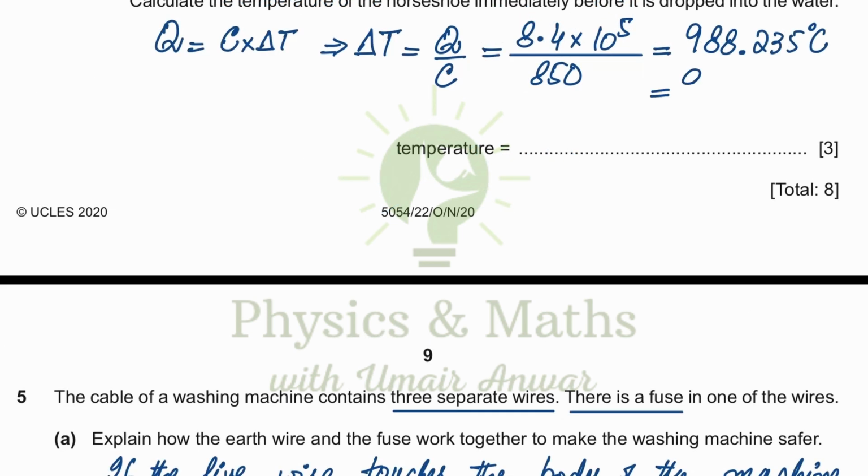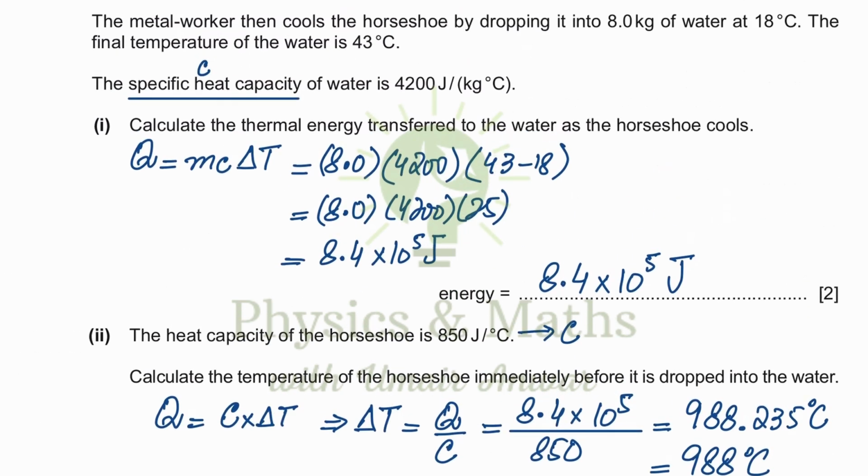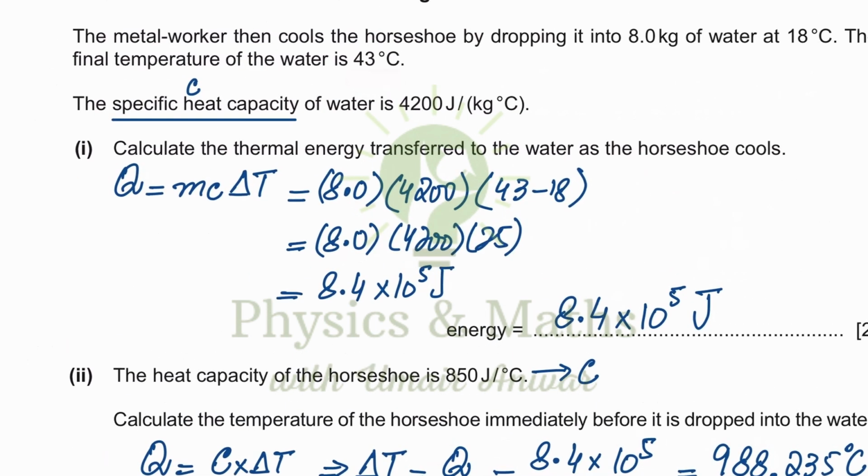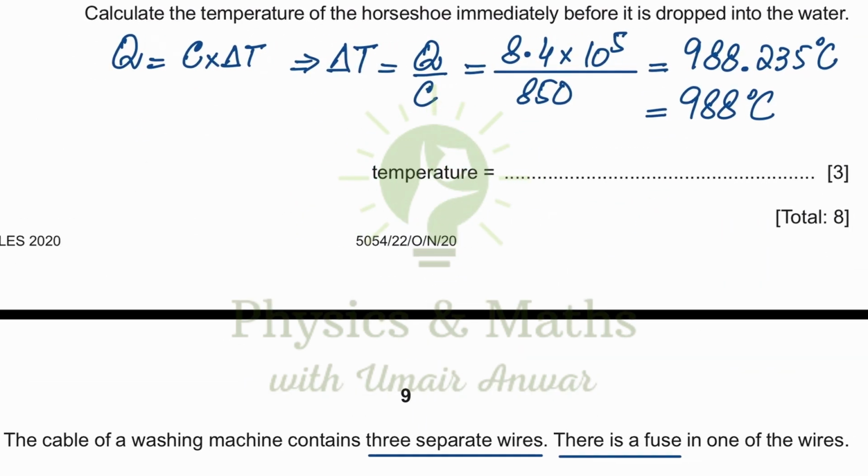Now, if we round off this answer, this would become 988 degree centigrade here. Now, this is the temperature change which is taking place for horseshoe, and it is losing heat to water. And we know that finally the temperature of the mixture in which the horseshoe and the water is present is 43 degrees centigrade. So we have to find the initial temperature immediately before it is dropped into the water for the horseshoe. So here I would write change in temperature would be final temperature minus initial temperature.